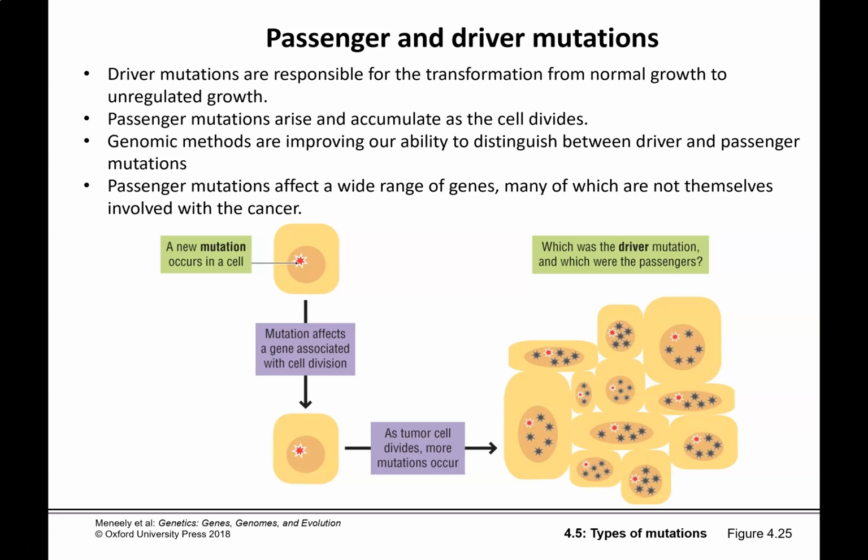So passenger mutations are going to accumulate as the cell divides, and they are not necessarily related to the cancer gene itself. They are just sort of mutations that are picked up along the way. So they can be random and affect a wide range of genes. And as I said, many of them are not necessarily directly involved with the cancer. So this is part of the reason that cancer manifests itself in many different ways in many different people, because you get this accumulated effect of these passenger mutations, and so you're getting other cellular processes within these tumors affecting other mechanisms and patterns of expression.